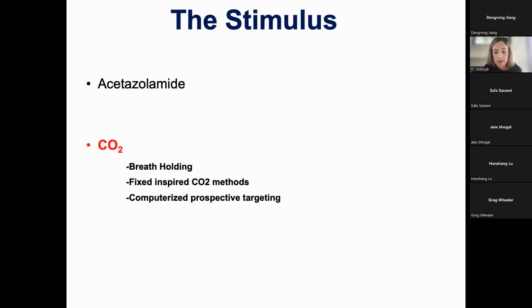CO2 has been shown to be safe, easy, and an effective stimulus. That being said, the three methods listed in this slide are the most commonly used ways of administering CO2 for CVR measurements. So those are breath holding, fixed inspired CO2 methods, and computerized prospective targeting.